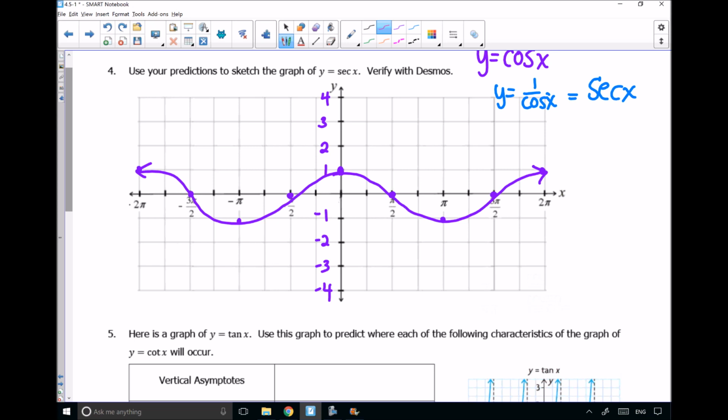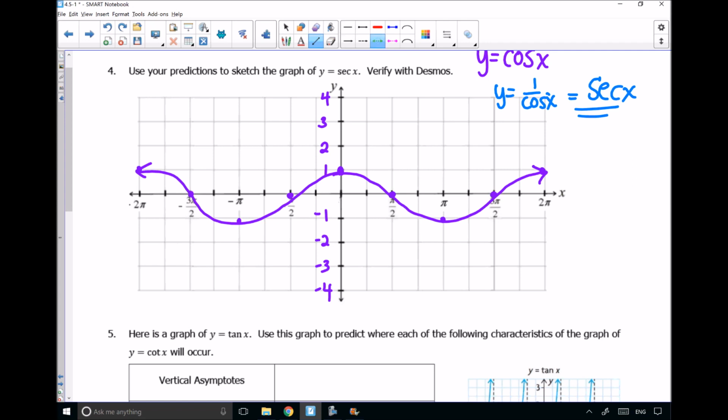information in my secant of x function. So the first thing is where are my zeros of my original function? Well, my zeros occur at pi over 2, 3 pi over 2, negative pi over 2, and negative 3 pi over 2, so on and so forth. Therefore, my asymptotes will also occur there for my secant of x function.